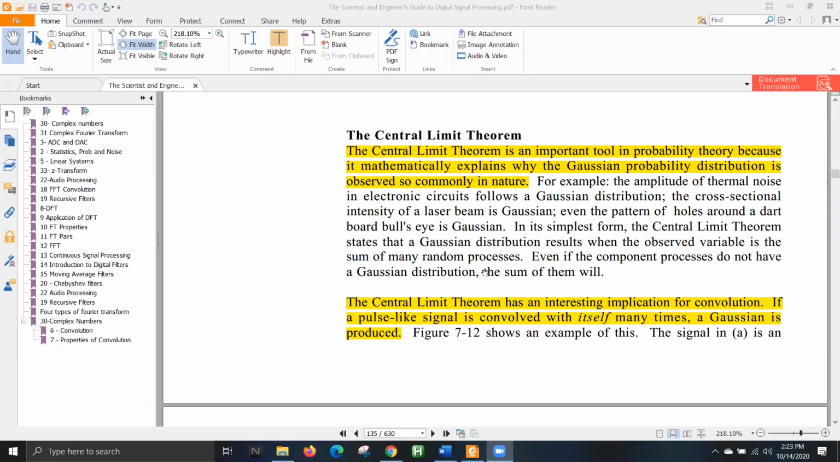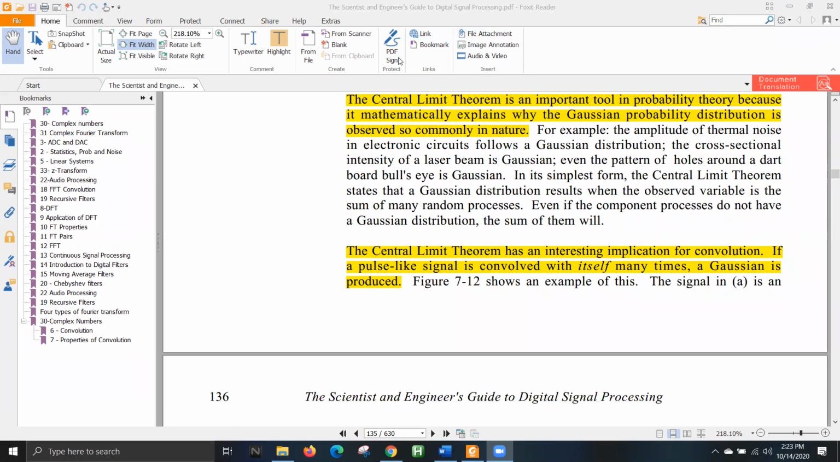So what the central limit theorem says is that if you perform convolution of a signal with itself many times, in the long run, you're always going to get a Gaussian. Whatever the signal is, suppose it's something like this. So these are the points, some discrete points along the time axis. You define some discrete points, and to the infinite left and infinite right, all are zeros.